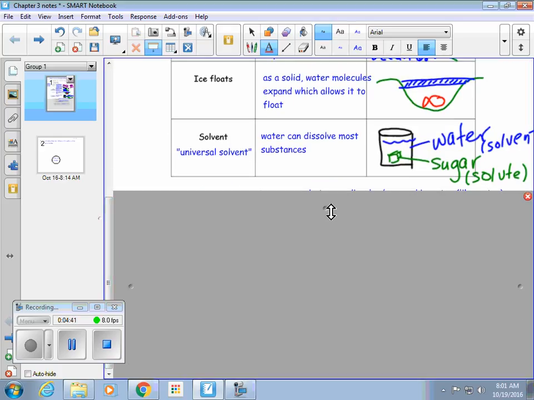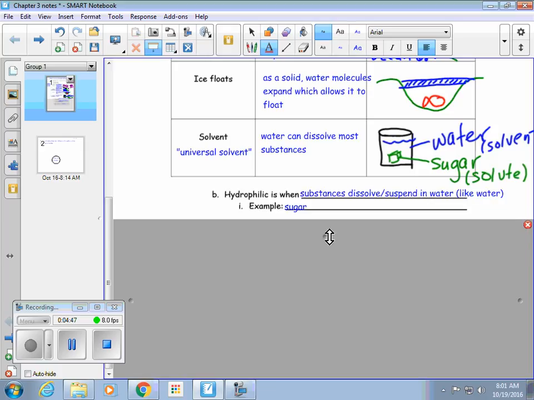There are 2 vocab words that are important to understand. You probably remember from chemistry, hydrophilic and hydrophobic. Now, a molecule that's hydrophilic is something that likes to hang out with water. This is something that will dissolve in water. It doesn't mind mixing with water, and a good example is sugar.